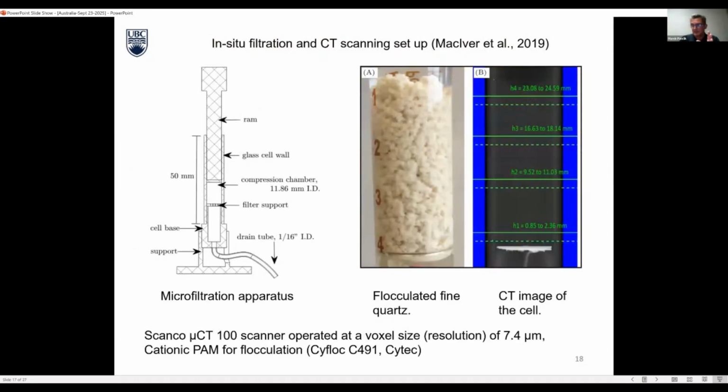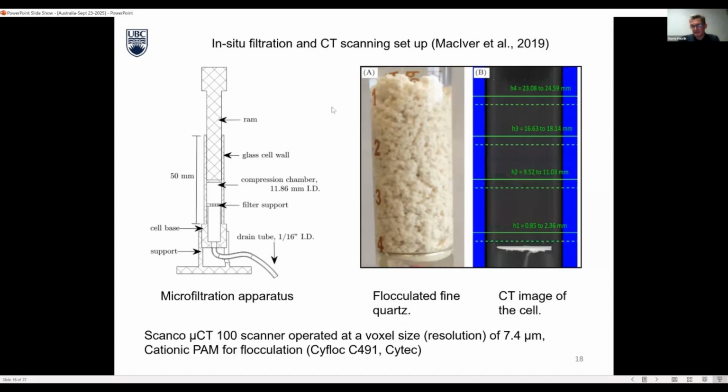We built our own little filtration apparatus. So this is a microfiltration unit, and the idea was to perform a compression test and then transfer the cell to a medical scanner. I mean, we had access to a unit in dentistry, so we were basically bringing tailing samples to a clean lab in the Department of Dentistry at UBC. But the idea was to perform a filtration test, and without removing the sample, the whole setup was then moved to the CT scanner.